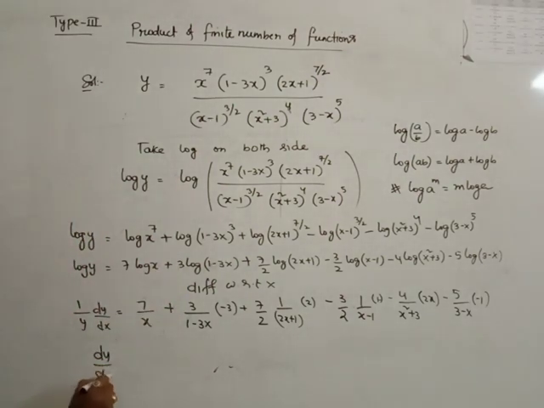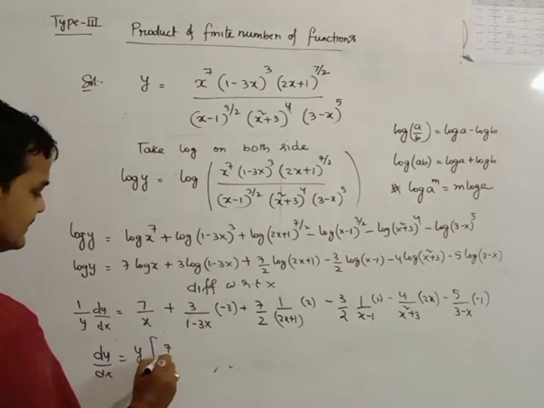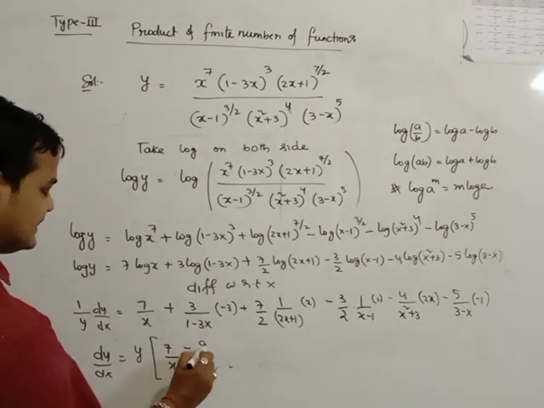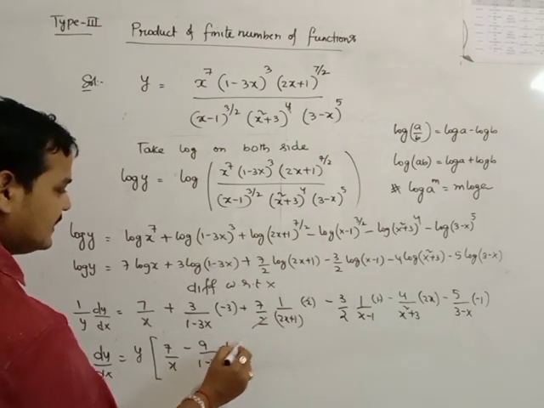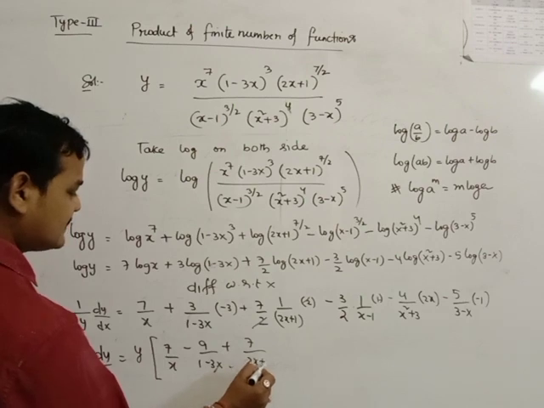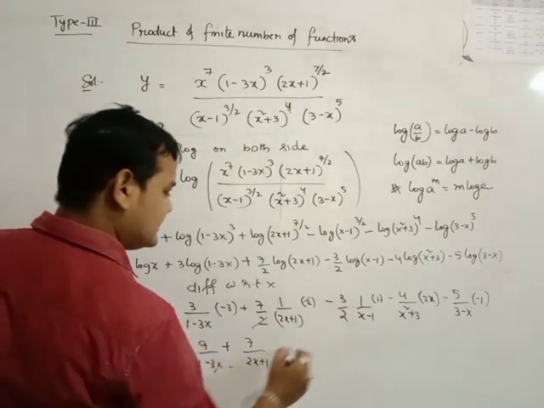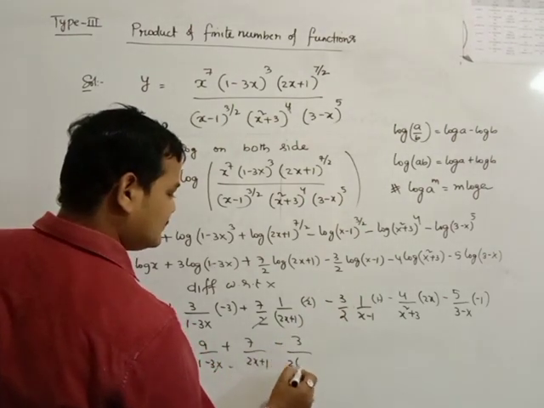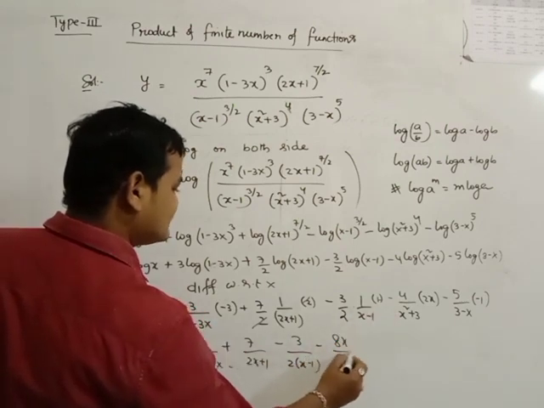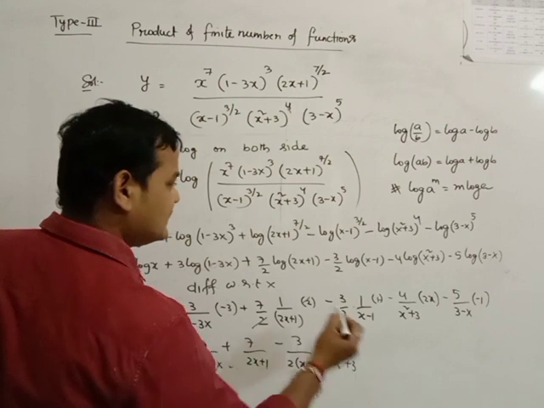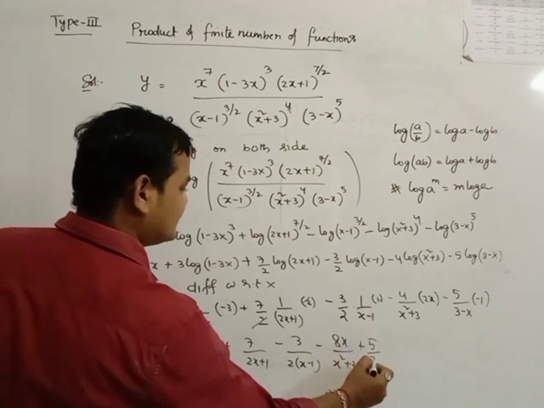dy by dx is equal to y into bracket open 7 by x, this is minus 9 by 1 minus 3x, this is 2 to cancel plus 7 by 2x plus 1. Next, what I will do is minus 3 by 2 into x minus 1, 4 to the 8 minus 8x by x square plus 3 plus 5 by 3 minus x.